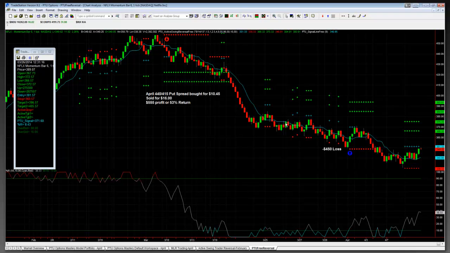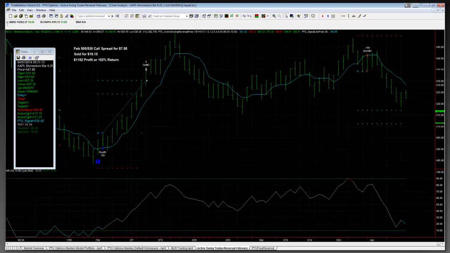So we had in this chart right here on Netflix, the two most recent trades, we have a winner and a loser. We're still up money. Okay, so that's the design of the system. We don't have to win 100% of the time to be successful.